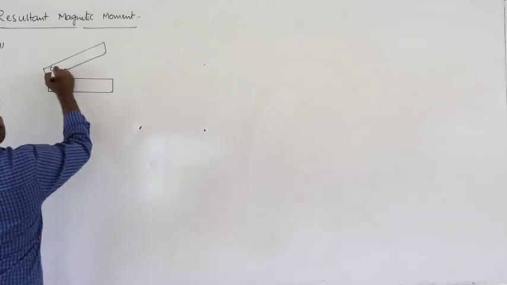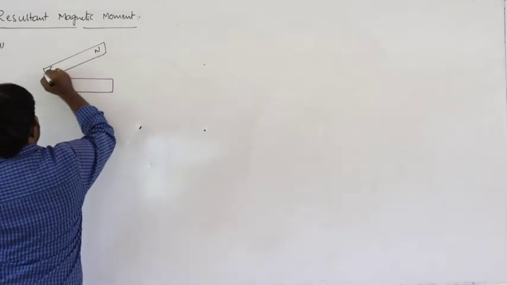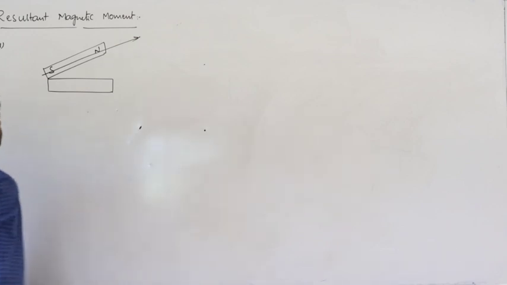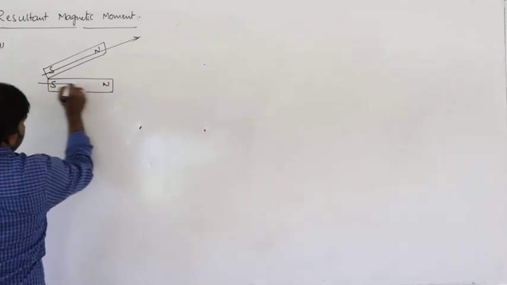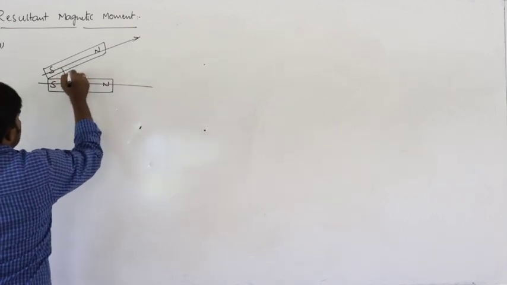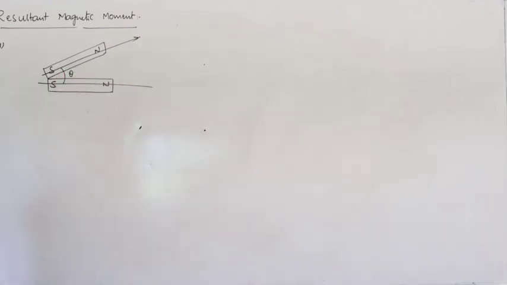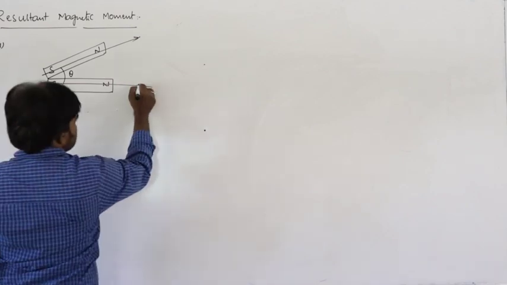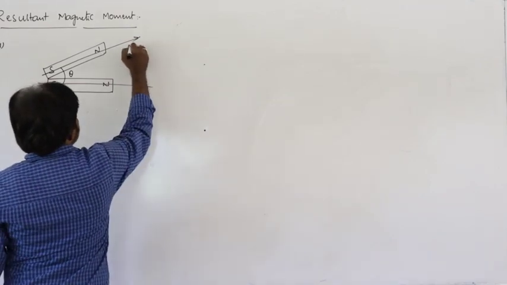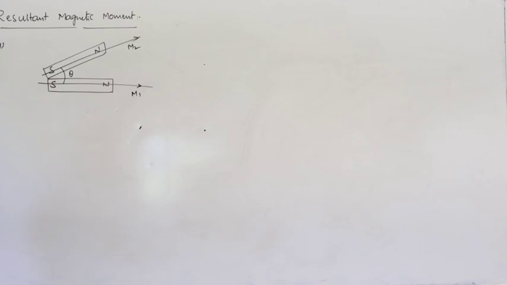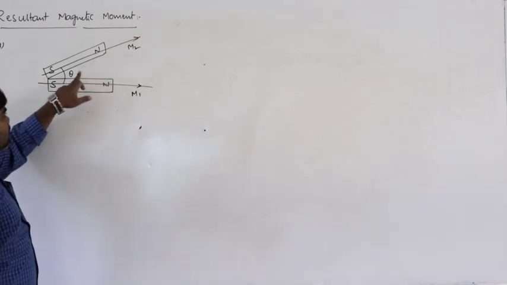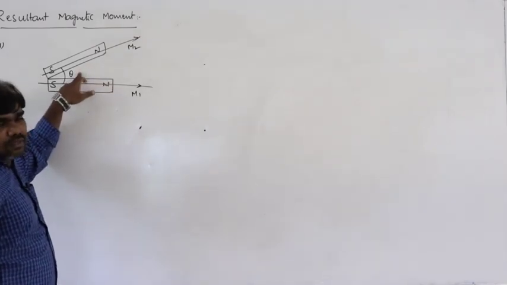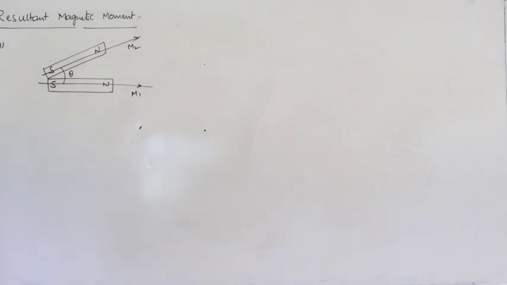Let us say this is south pole and this is north pole. So the direction of the magnetic moment is like this. Let us say this is also south pole and this is also north pole. The direction of the magnetic moment is like this. Let us say the angle between these two is theta. Let us say it is M1 and it is M2. Two different magnets having different magnetic moments M1 and M2 are inclined at an angle theta. What is the resultant magnetic moment?